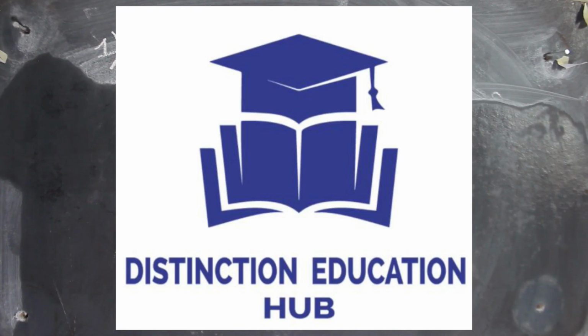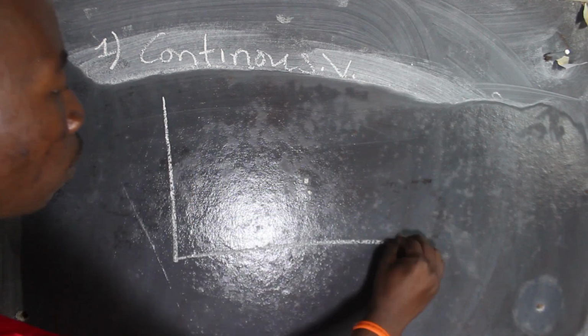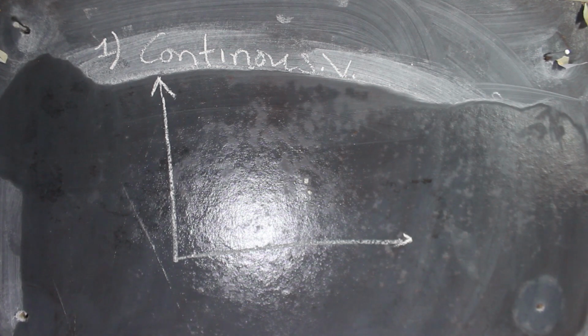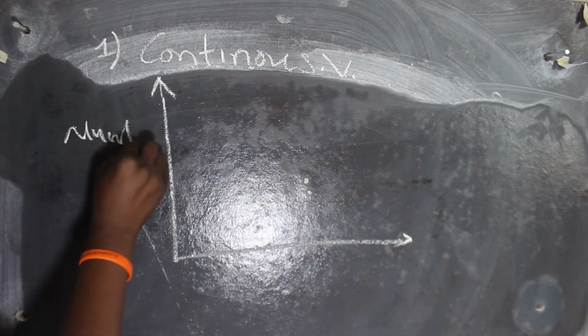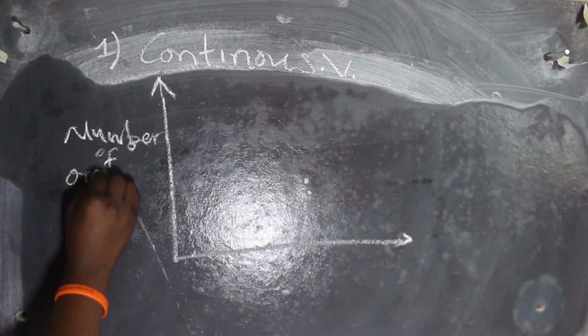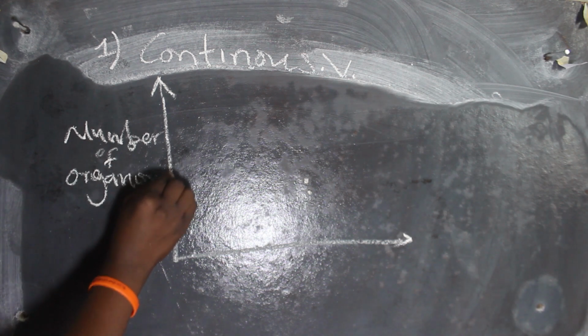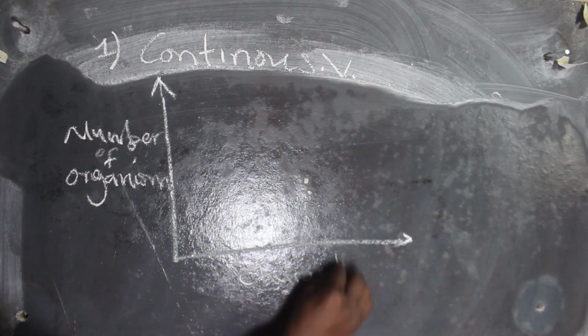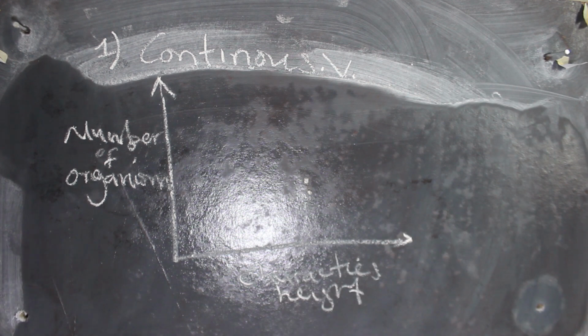Maybe before I talk about continuous variation, we can have a graph that can show, or plot, continuous variation. This can be the number of organisms, or the number of people bending. Like I said, I just want to be as practical as possible. So it can be whatever organism, and maybe this can be a characteristic like height.